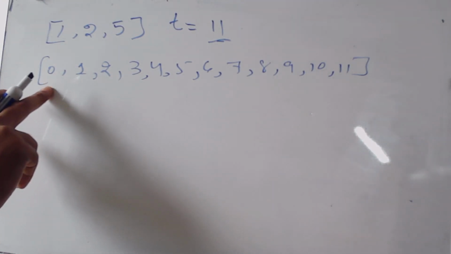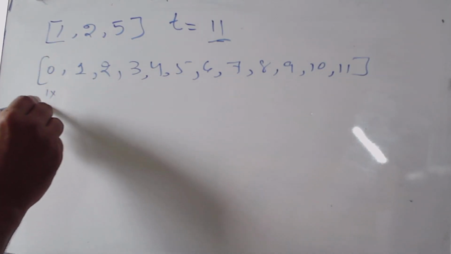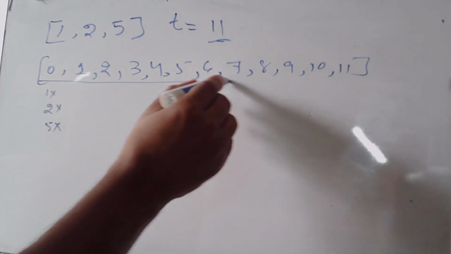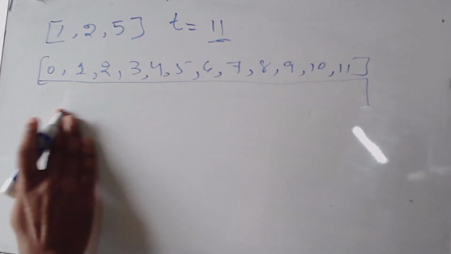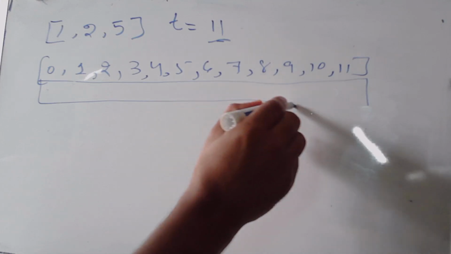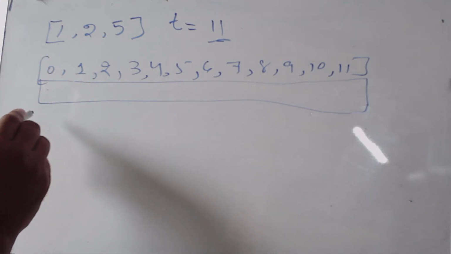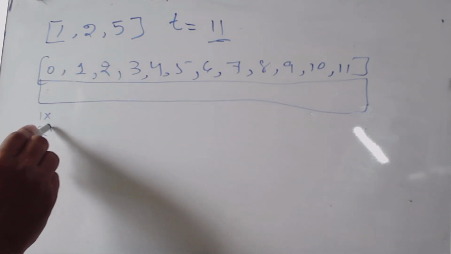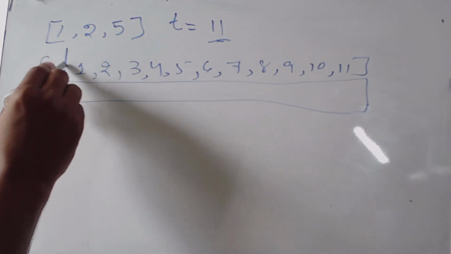So for calculating 0, can we use 1? No. Can you use 2? No. Can you use 5? So for 0, let's create our DP here, right? So can we calculate 0 using 1? No. Can you calculate 0 using 2? No. Can we calculate 0 using 5? No. So this will be 0.